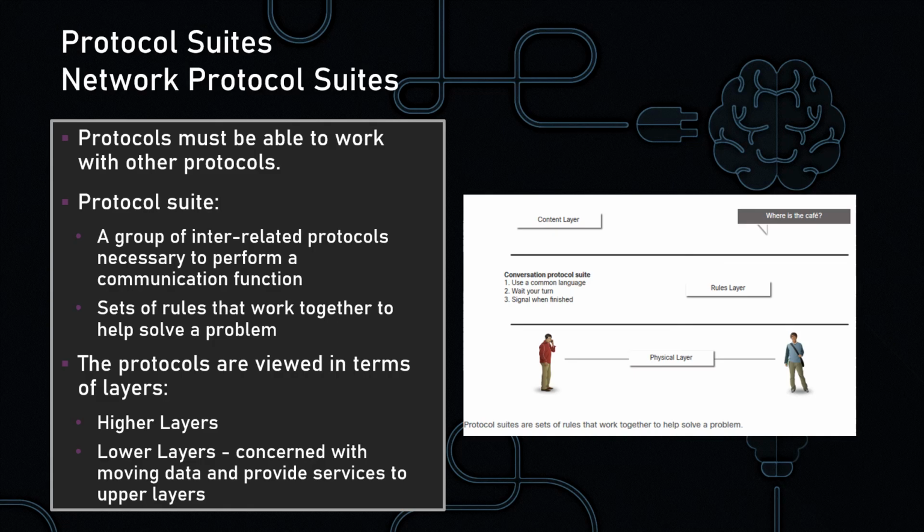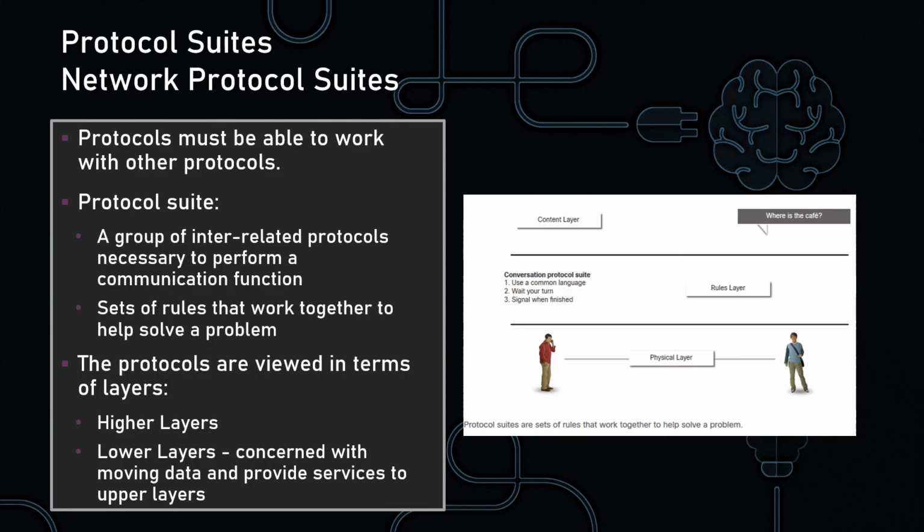The protocol suite for a human conversation, the rules, deals with use a common language, wait for your turn, and signal when finished. Now, common language here is going to be English. It could be any number of things, or you could hope that the language that you are speaking is interpretable by the other individual involved. The person right there on the left in the red shirt has their hand up to their ear.